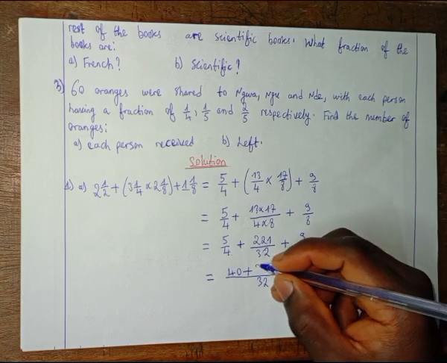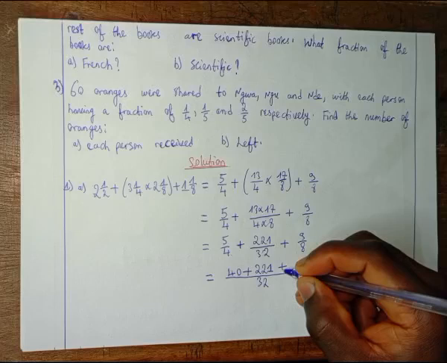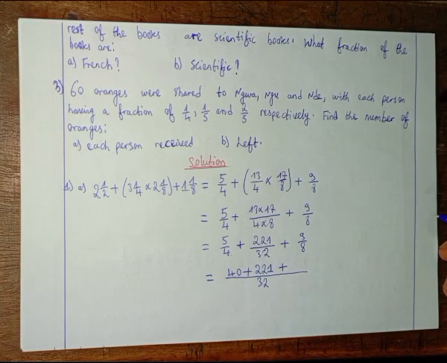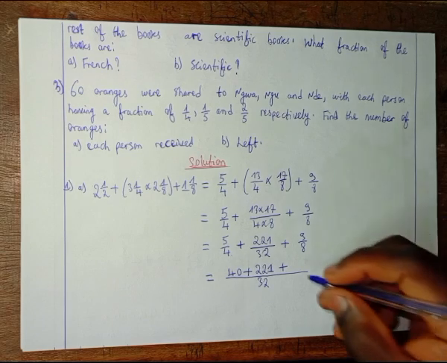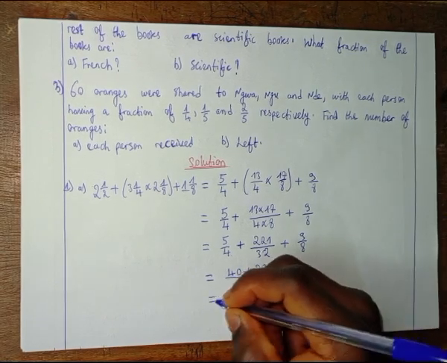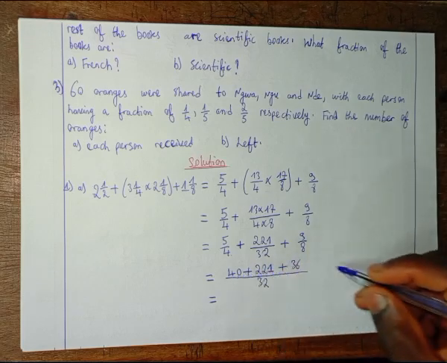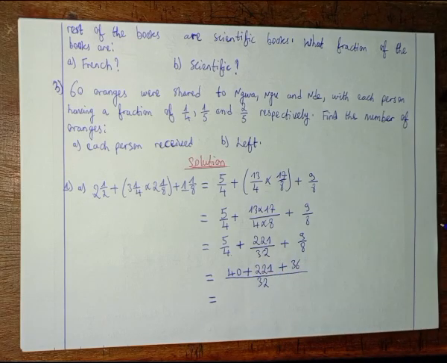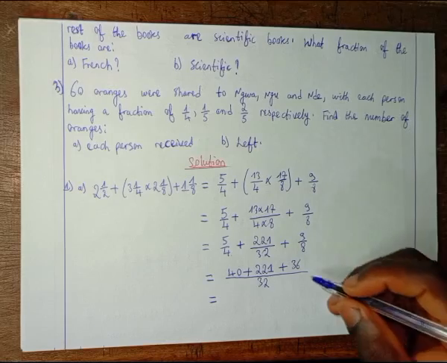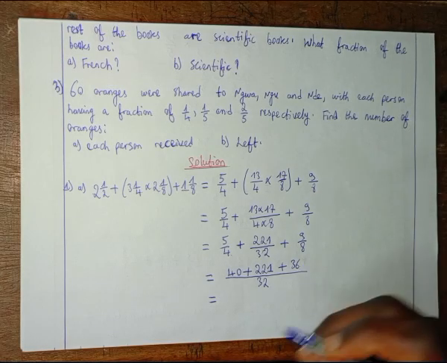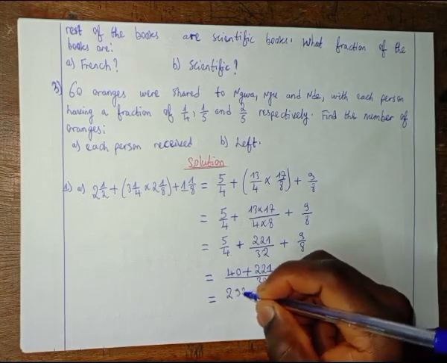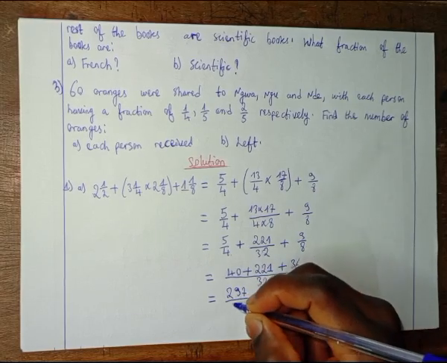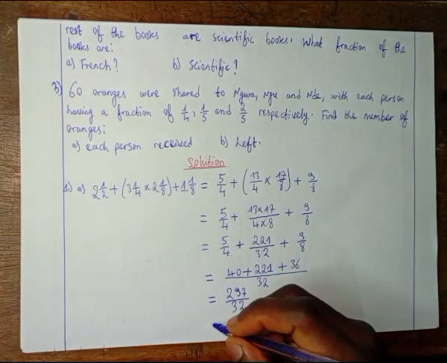1 times 221 remains 221, plus 32 divided by 8 gives us 4. 4 times 9 gives us 36. This will simply be equal to, we're going to add the numbers we have at the numerator. We have 40 plus 221 plus 36. This will give us 297 over 32, which is an improper fraction.